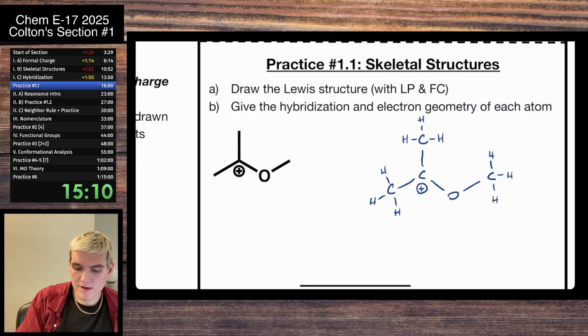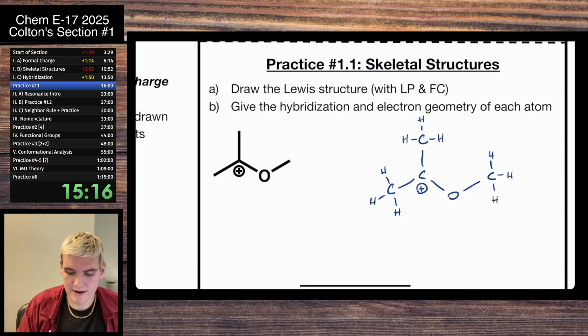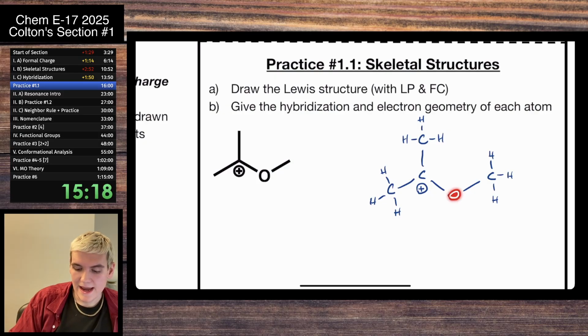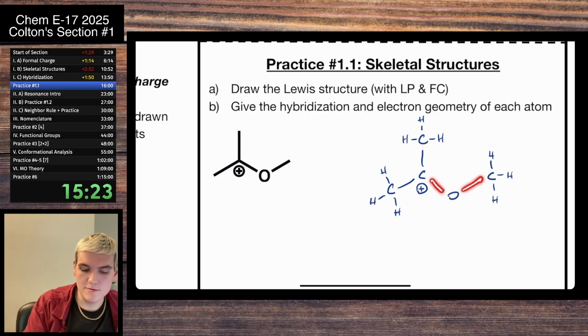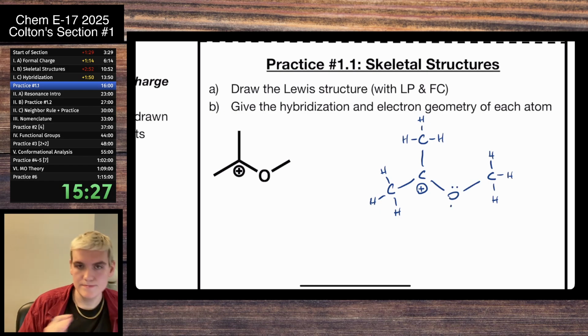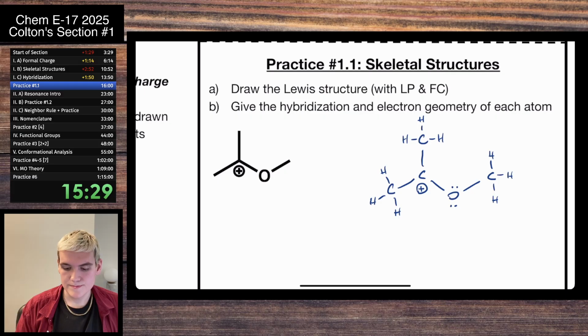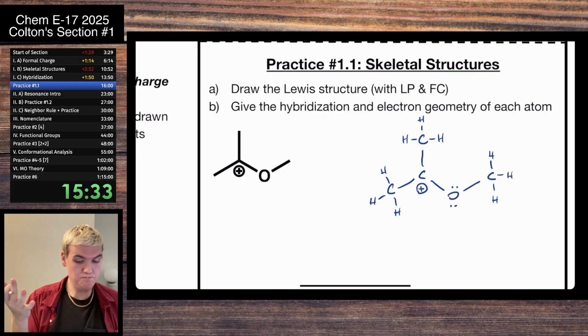And then it also wants us, for this specific Lewis structure, to draw in lone pairs. So our only atom that has some lone pairs is going to be oxygen here. And oxygen in its neutral state likes to have 2 bonds and 2 lone pairs. So let's just draw in those 2 lone pairs here. And with that, I think that we have the full Lewis structure.